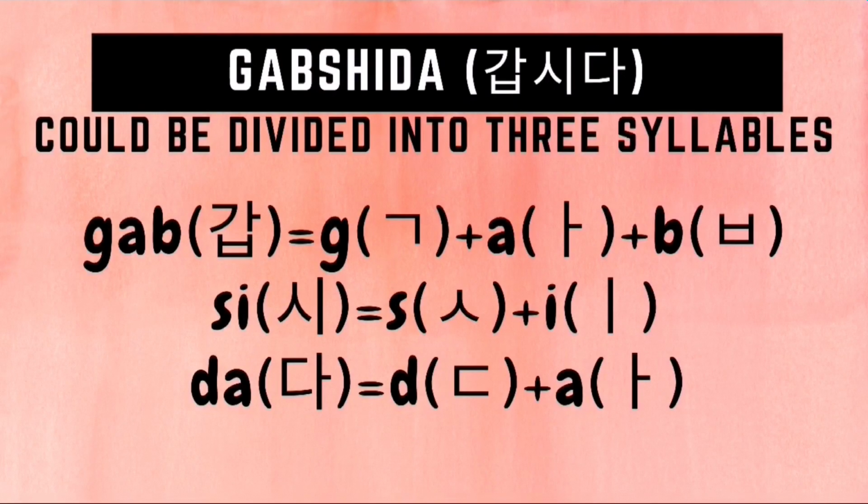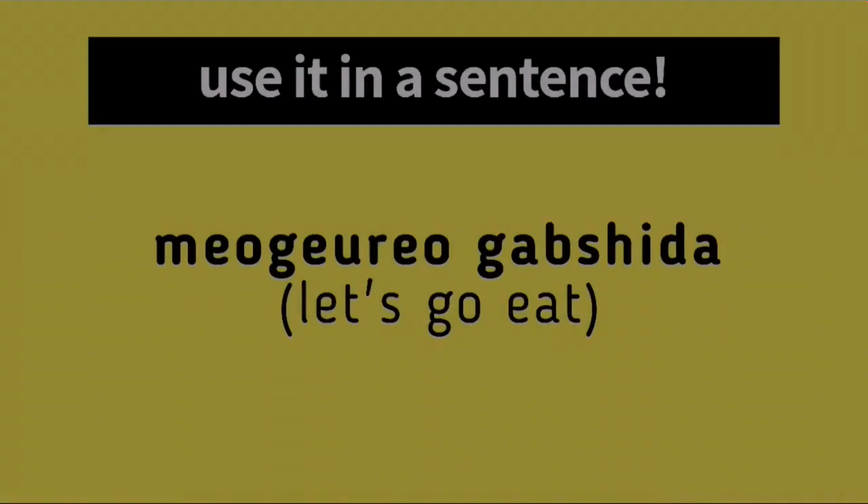How do we write this in Hangul? This is composed of 3 syllables. For the first syllable, gab, we need to draw first a giyot character, followed by an a character, followed by a biyop character. For the second syllable, shi, we need to draw a siyot character, followed by an e character. And for the last syllable, da, we need to draw a dikit character, followed by an a character. And then we just need to combine these 3 syllables.